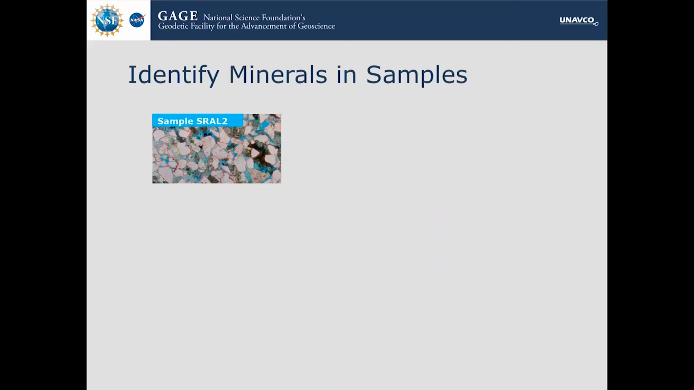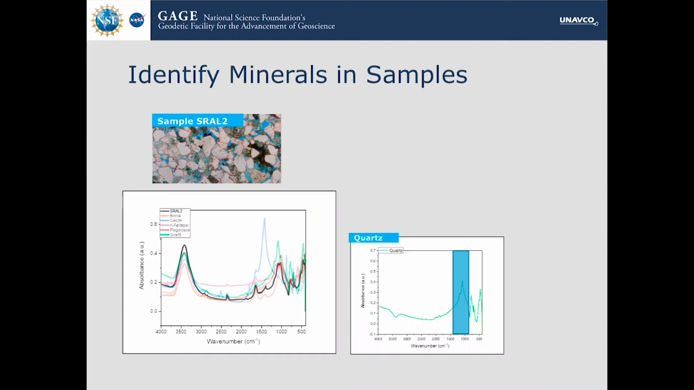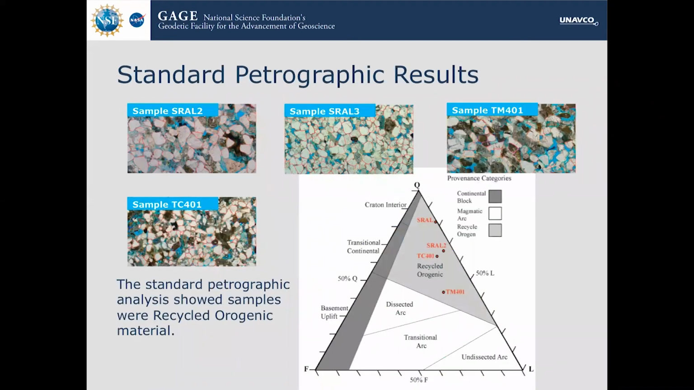Now, to identify the minerals in the sample, this is the spectra from SRAL2, and in black is the spectra of the samples. And the colored spectra is the spectra of the minerals in the sample. Let me say that first. And so here's quartz again, and we have our quartz spectra in green with the bar highlighted in blue. And then right there you can see where SRAL2 has that peak at around 1083, and that is a pretty large peak for the sample, and so that is how we identified quartz in the sample.